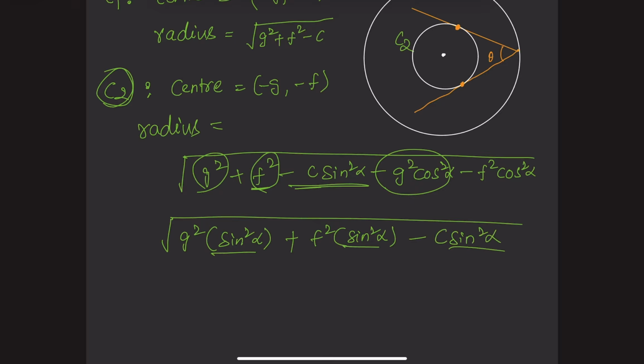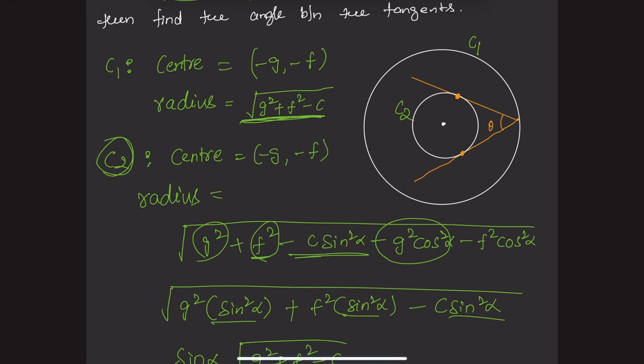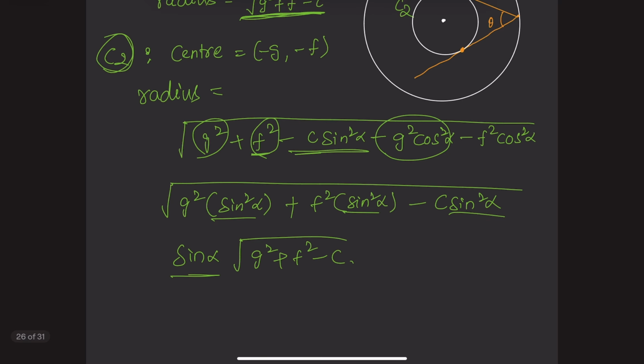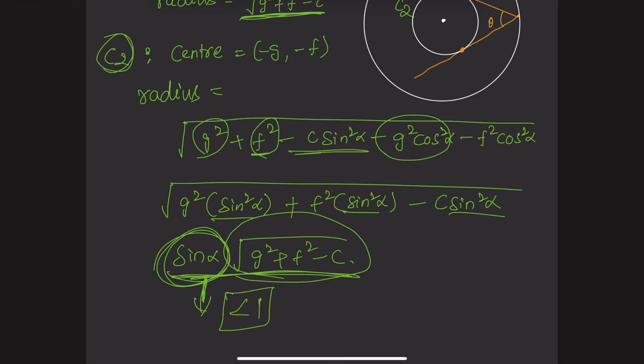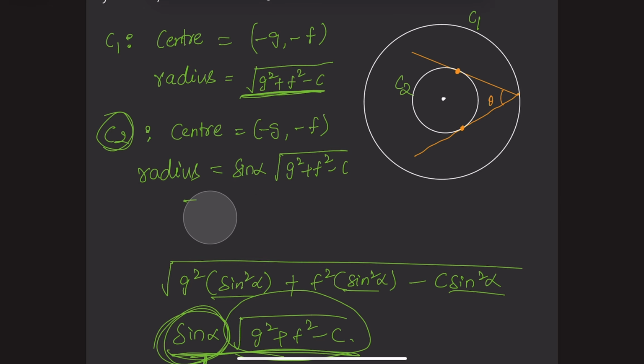Sine square alpha is common from all the terms. So sine alpha into square root of g square plus f square minus c. Now if you observe, the radius of C1 is square root of g square plus f square minus c, and the radius of C2 is square root of g square plus f square minus c multiplied by sine alpha. Since sine alpha is always less than 1, we can conclude that the radius of C2 is smaller than radius of C1. Therefore C2 lies inside C1 with the same center. So we have found out the radius. So let us erase this part.